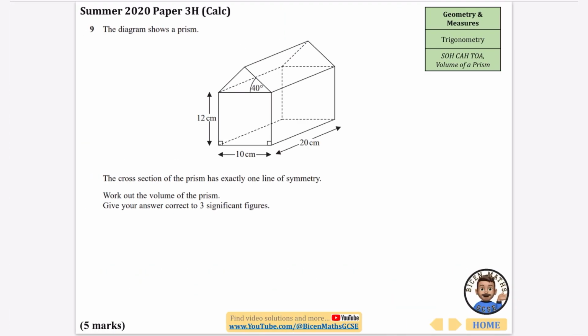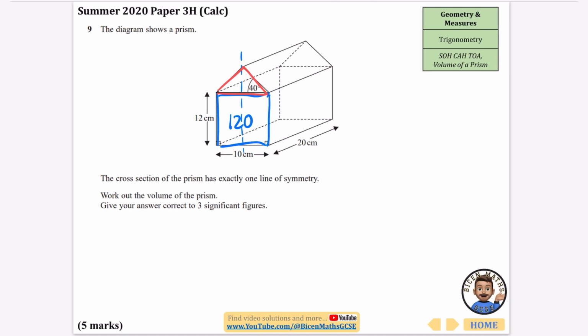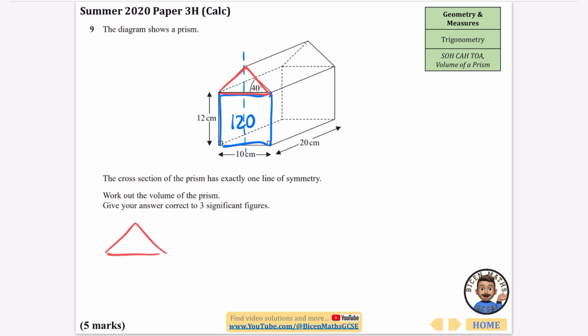So volume of a prism, and it says the cross-section of the prism has exactly one line of symmetry. We want to find the volume of this. Work out the volume of the prism. Okay, well, first of all, the area of this section is very easy. It's just 12 times 10, which is 120. I'm going to try and work out the area of this triangle. Now, I know something about that triangle. If I draw it out over here, I need to find out the height of the triangle, and that is 40 degrees, and along the bottom is 10 centimetres.